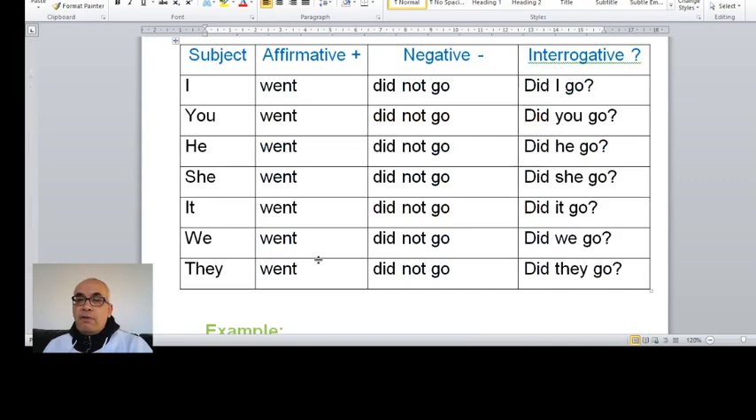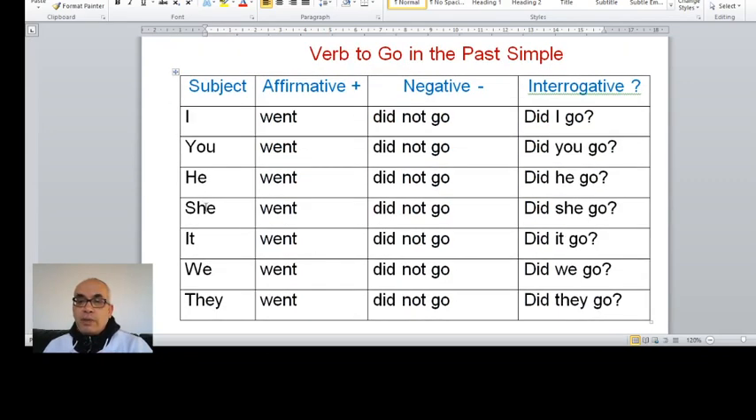Verb to go in the past simple. Again, these are the subjects. All the time I put went. So this is the past simple. Now, the negative, I did not go. So if I say I went shopping, what is the negative? I did not go shopping. I cannot say I did not went, wrong. I did not go. Why? After did, we use infinitive. I did not go. You did not go. He did not go. She did not go. It did not go. We did not go. They did not go.